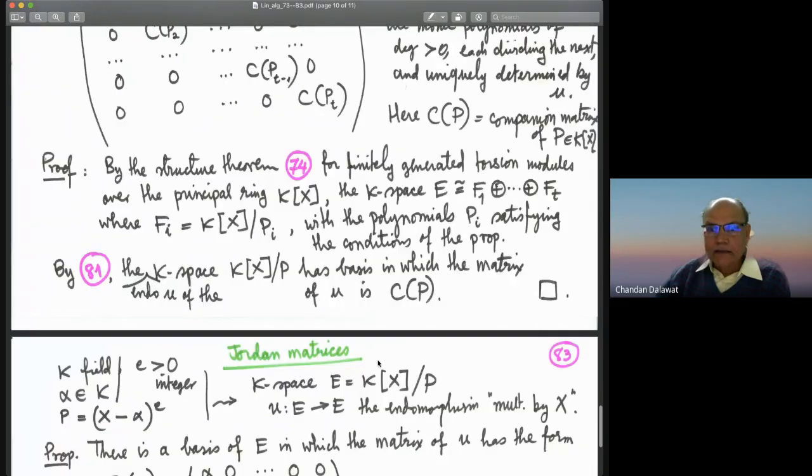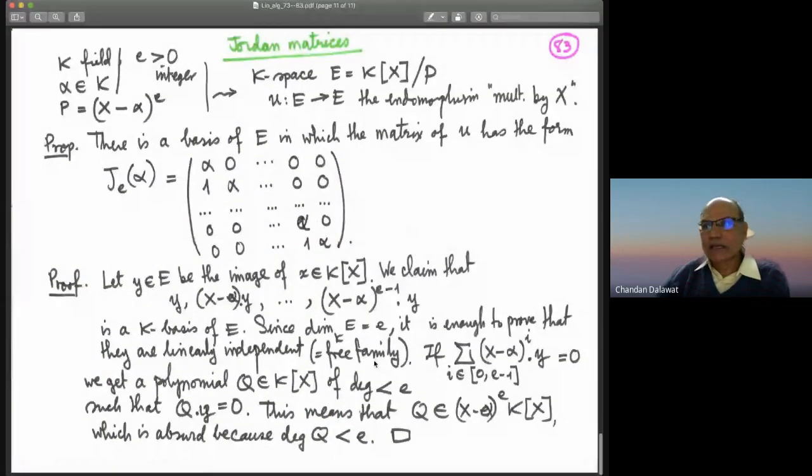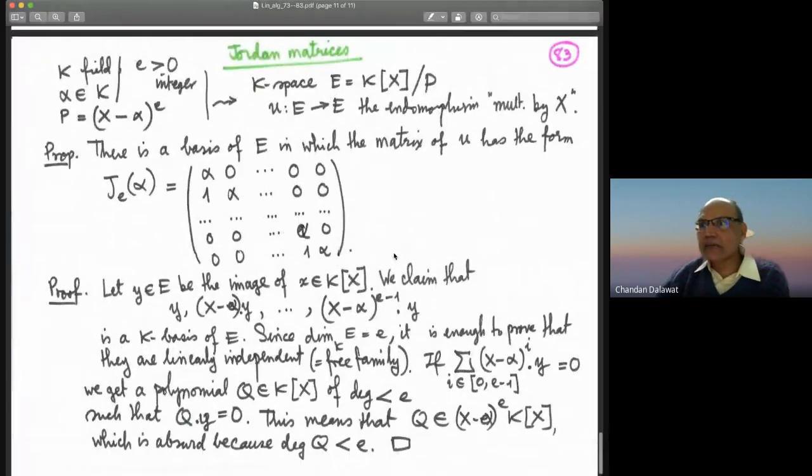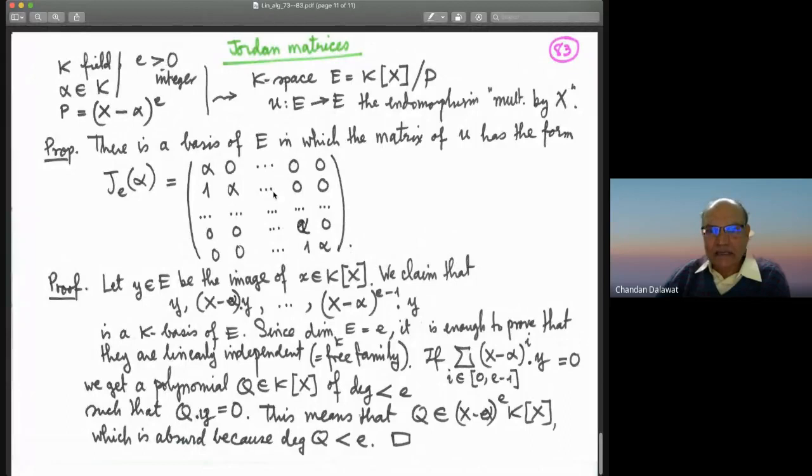Okay, so this Jordan matrices, let me finish here. This is actually the last slide, I'm sorry, but here it is. So I again have a field K, an element alpha in the field K. I take P to be this polynomial, (x minus alpha) to the power e for some integer e. Then I look at this K space, which is K[X] modulo this polynomial P, (X minus alpha) to the power e. And I have the corresponding endomorphism of this K space. Let's call it U. It's basically multiplication by this indeterminate X.